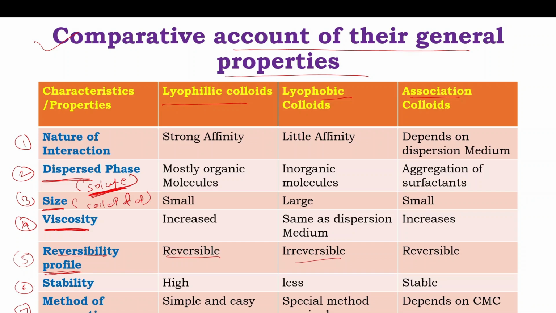So one by one we will discuss this point. When we talk about the nature of interaction of lyophilic, all of you know it is a strong affinity, right? Then in the case of lyophobic, having little affinity, and in association colloids, this depends upon the dispersion medium. Dispersion medium क्या है? It is solvent. कौन सा solvent हम इसमें use करते हैं? On the basis of this, their nature of interaction can be affected.